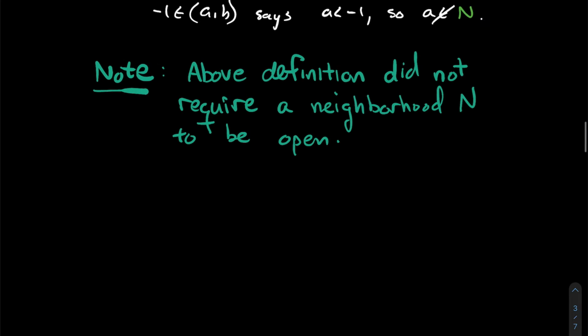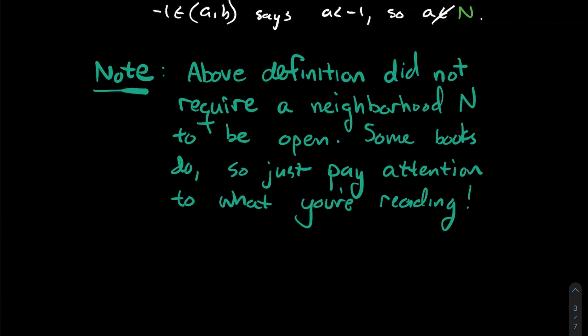All right, so a little note here, just to recap what I said. The definition I just gave you of a neighborhood did not require N to be open. Some books do. So in particular, a very popular book is like Lee's book on topological manifolds and smooth manifolds. That goes ahead and just says, if you hear the word neighborhood, you can assume that it's open. So just pay attention to what you're reading though.